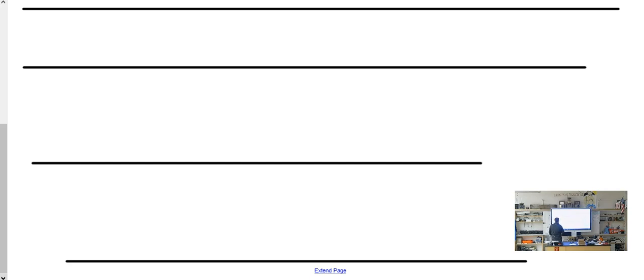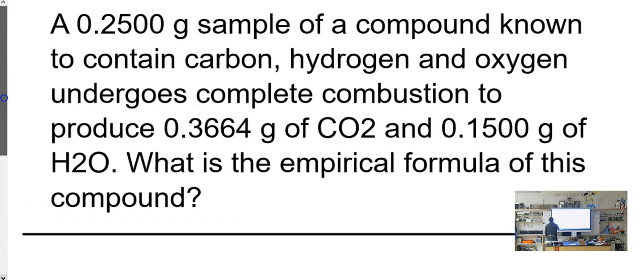All right, so let's go ahead and work on this practice problem real fast. This wasn't in class, but it'll help anyway, and we'll just follow these steps. So you have your 0.25 gram sample, and it's known to contain hydrogen and oxygen and carbon. So we have to do all of the big steps.